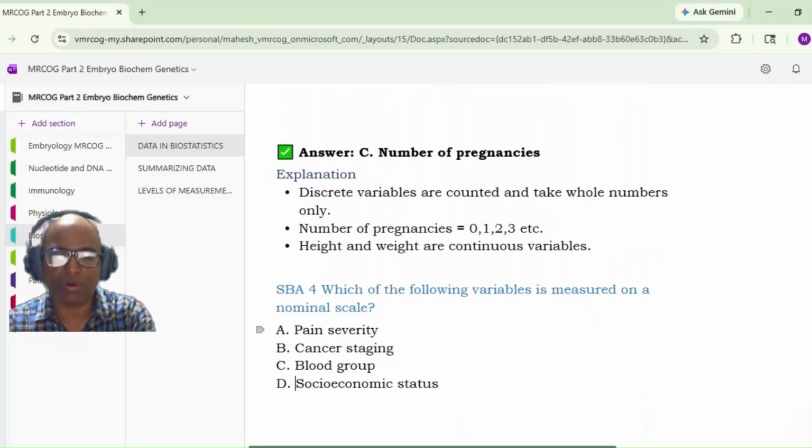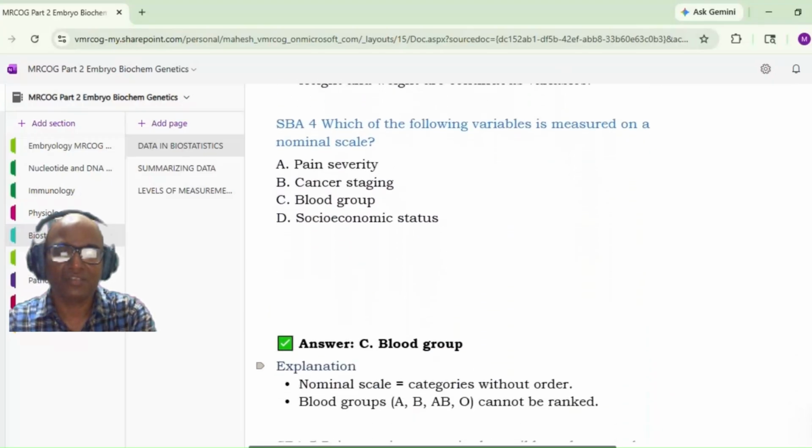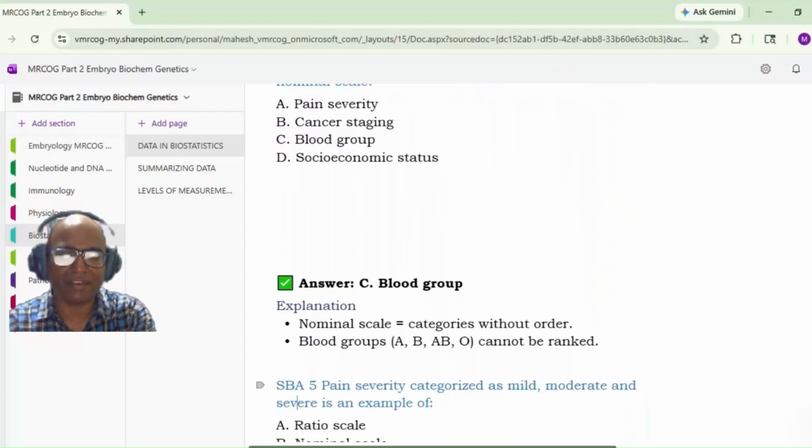Here in blood group, there is no order. So nominal scale categories are without order. So blood groups A, B, AB, O cannot be ranked.